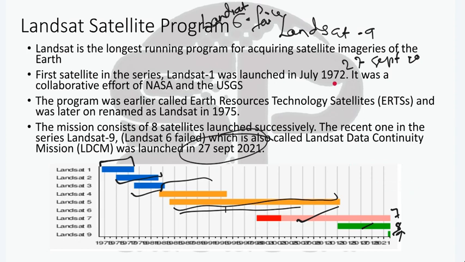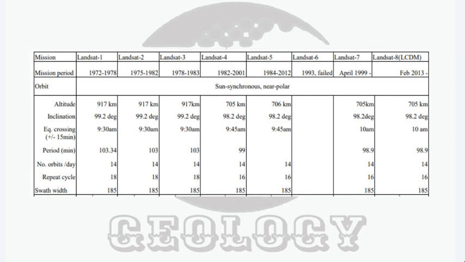So at first it was named Earth Resources Technology Satellites. Later it was named Landsat. Like our IRS. Now we are not using IRS. We are using Resourcesat. Okay. So the mission consists of 8 satellites. So here you can see the 8 satellites. 1, 2, 3, 4, 5, 6, 7, 8. The Landsat 9 data is not here. Okay. So Landsat 9 is almost the same.